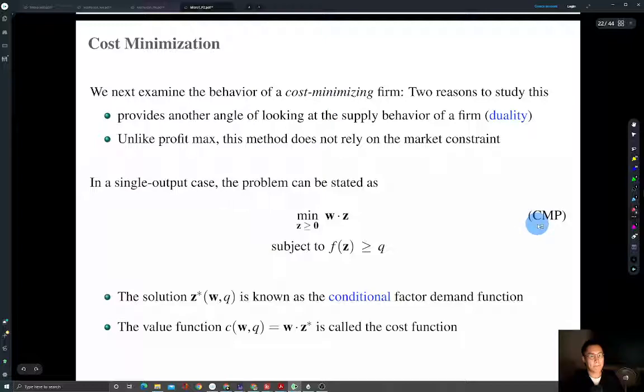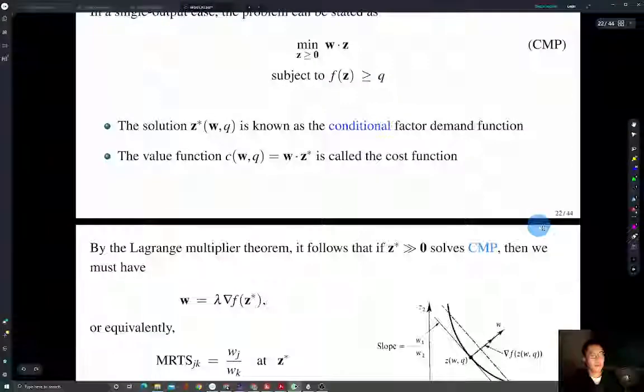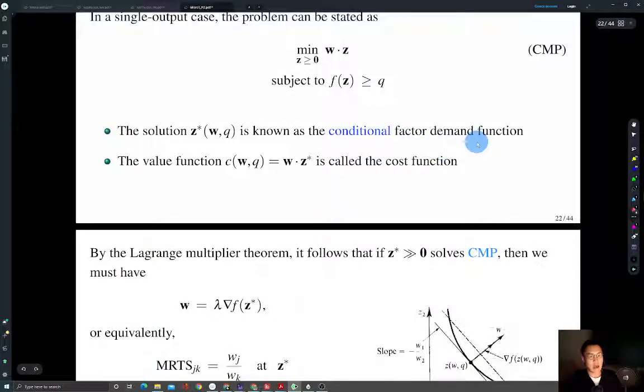All right. So the way to find this conditional factor demand is from the Lagrangian multiplier theorem. The associated Lagrangian can be written as L equals W dot Z. And then we need a multiplier for this constraint, f of z larger than or equal to q. So first we change this inequality into the form f of z minus q larger than or equal to 0.